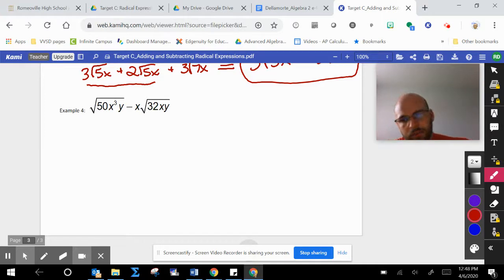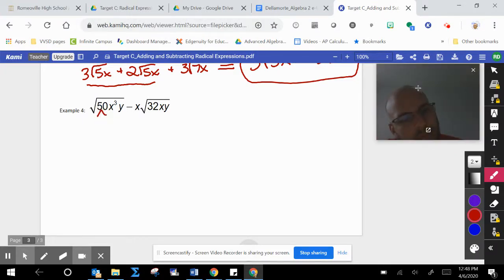If I have, see if I can get my pen working again. All right, still not working. Maybe I got a bad battery or something. Let's see what happens.